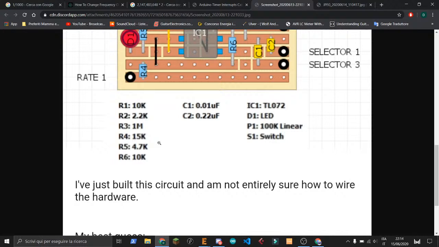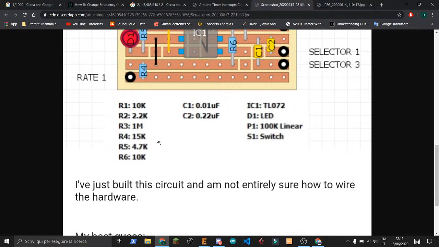So we have 6 resistors, 2 capacitors, 1 IC, one op-amp. It's actually dual, so technically 2 op-amps, 1 diode, 1 potentiometer, and 1 switch. Switch and potentiometer I will just use generic symbols. In the end, we don't need to create a board as of now. So we will just need symbols to understand.